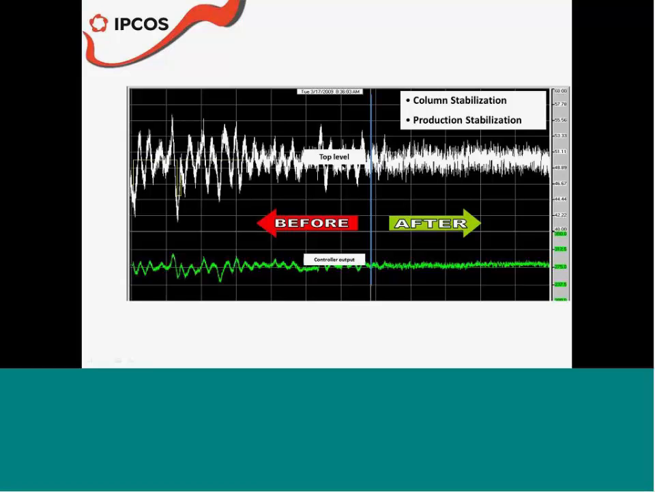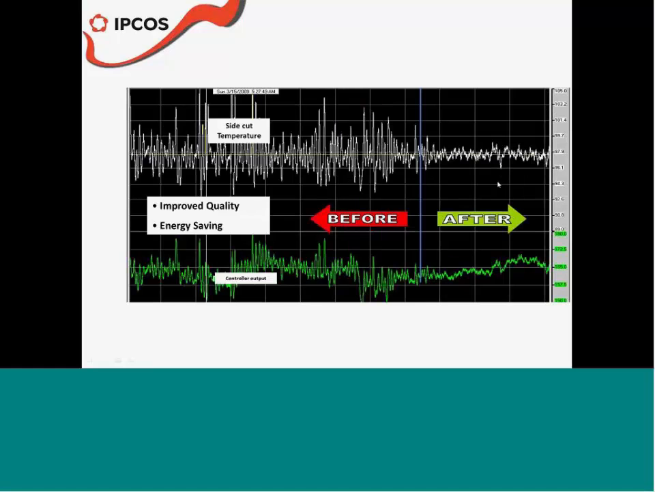The top level itself, well, this is just the proof that this was the issue. This was the cause of it all. Top level just going up and down all the time. After we did the tuning, it went much, much smoother. And that, of course, if you don't have a reflux changing all the time, then you don't have vapors going up and down the column all the time. This stabilizes your temperature profile in your column.